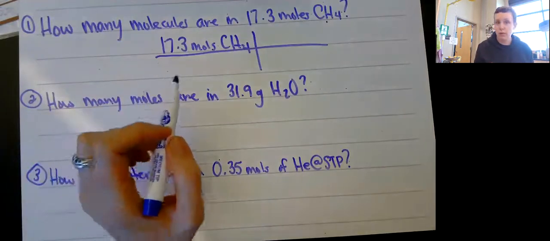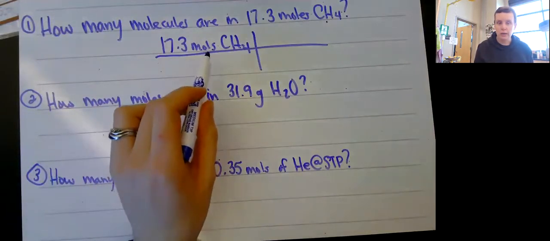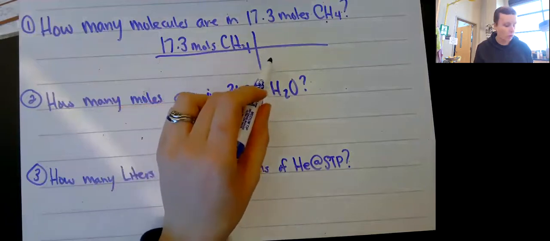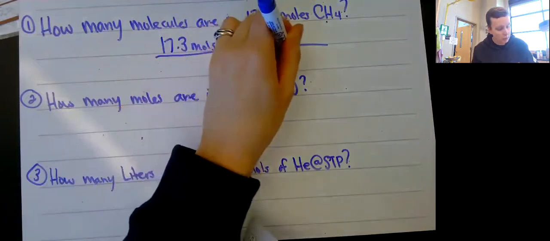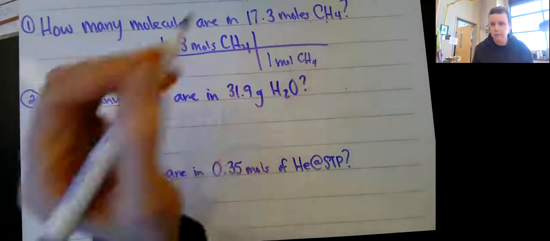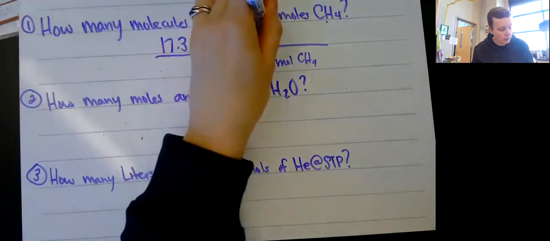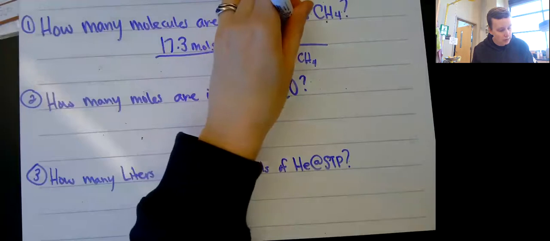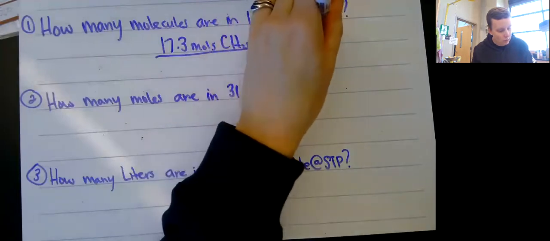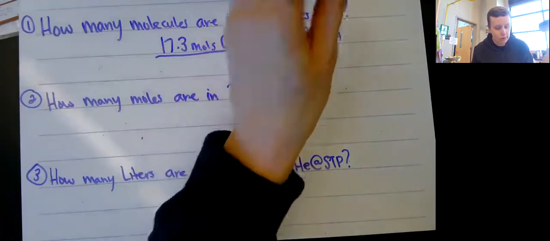It's based off of what we want to cancel. Well, I have moles right here. I want to cancel moles, so I want to put 1 mole on the bottom. 1 mole of CH4 has 6.02 times 10 to the 23rd molecules of CH4.